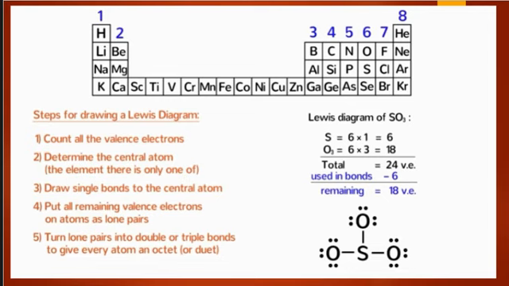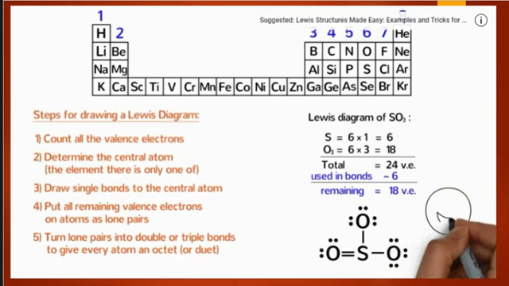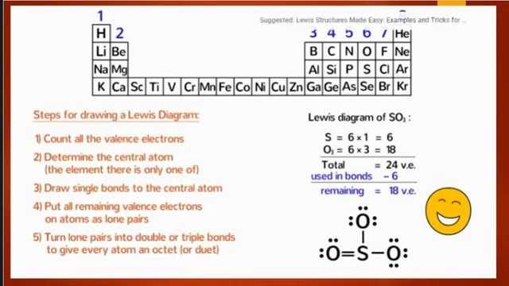Instead, one of the oxygen atoms can take one of its lone pairs and share those 2 electrons with sulfur in another bond. The double bond between oxygen and sulfur now makes every atom happy with 8 valence electrons.